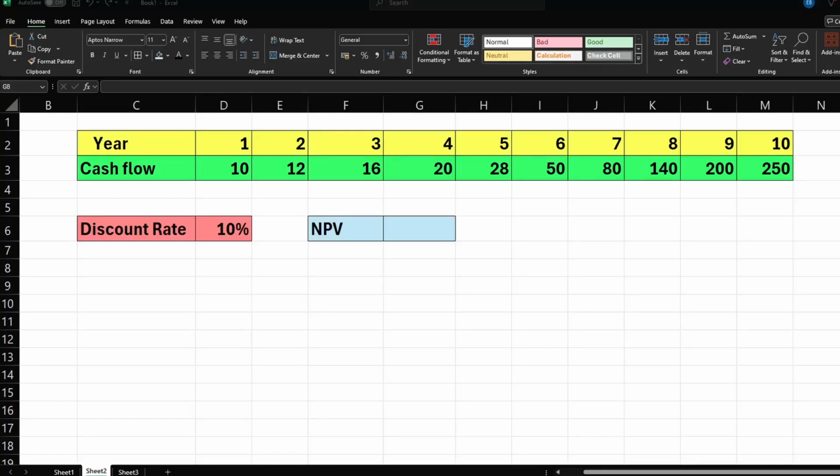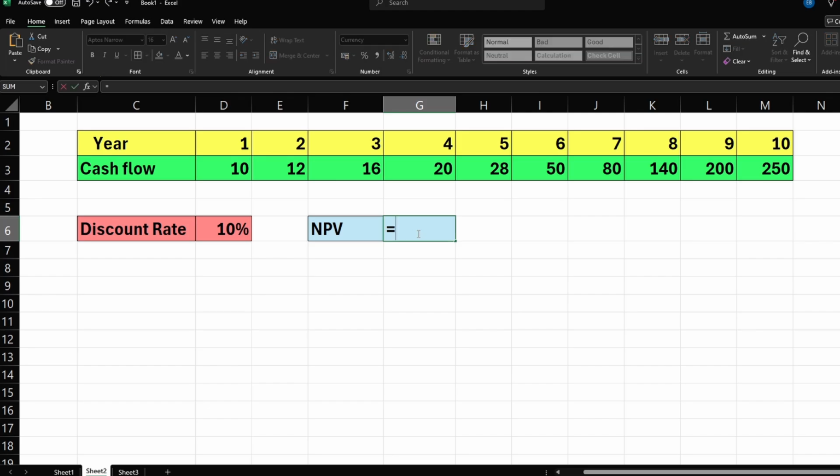Hey everyone! Today, I'm going to show you how to use the NPV function in Excel to calculate the net present value for a real-life example. We'll analyze cash flows over 10 years to determine if an investment is worth it. The discount rate, or required rate of return, is set to 10%.